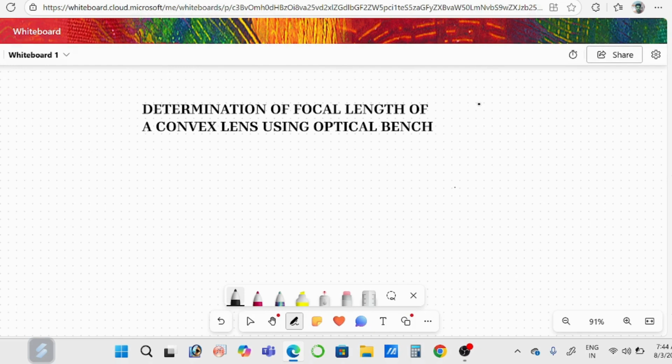Today I am discussing the determination of focal length of convex lens using optical bench. I am using a very simple setup here. Source, and the source is a simple candle, and another thing is screen. The distance between the source and screen is fixed, and we put a lens here.